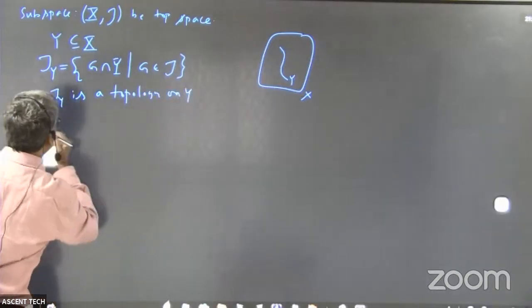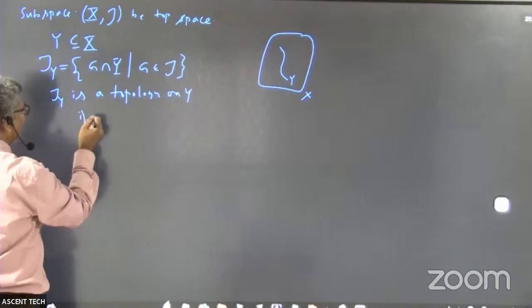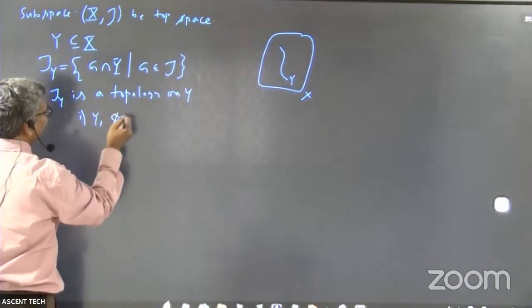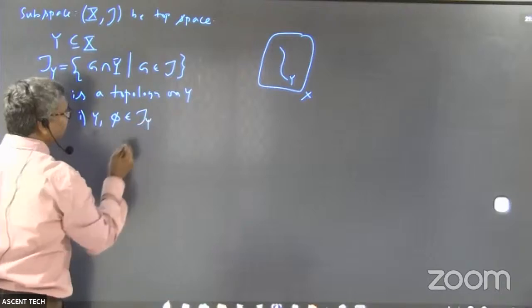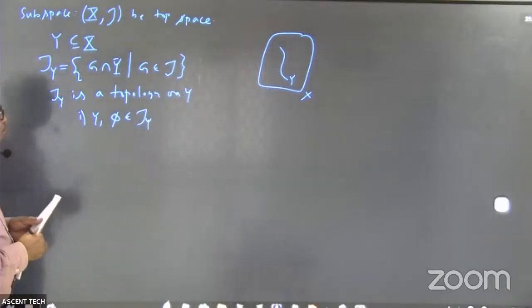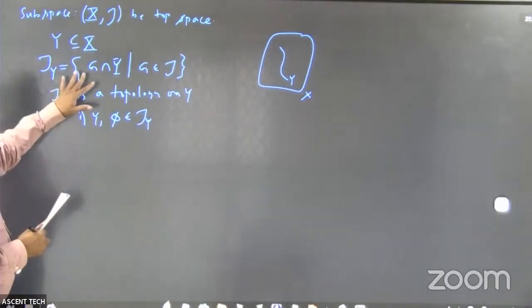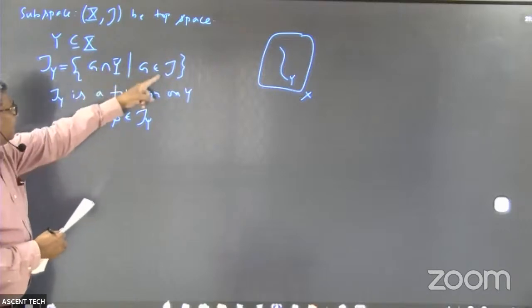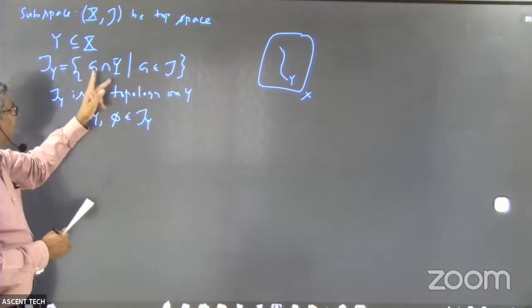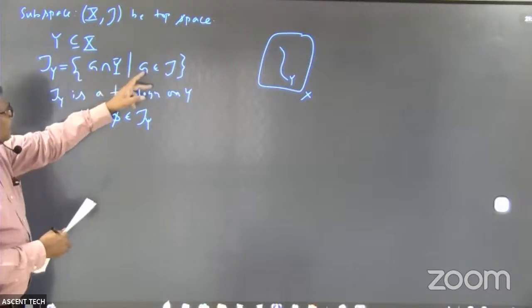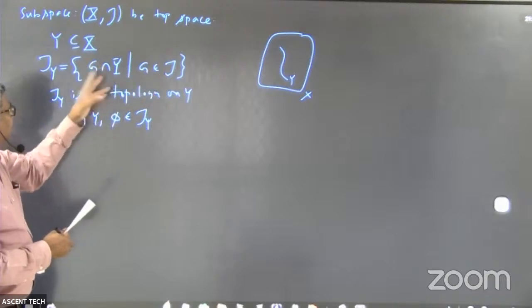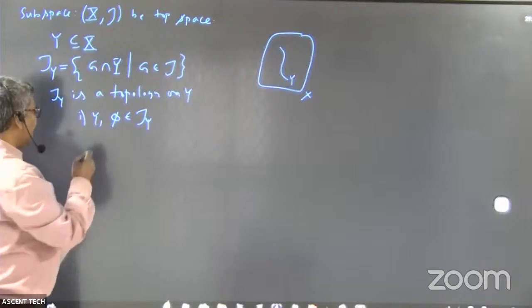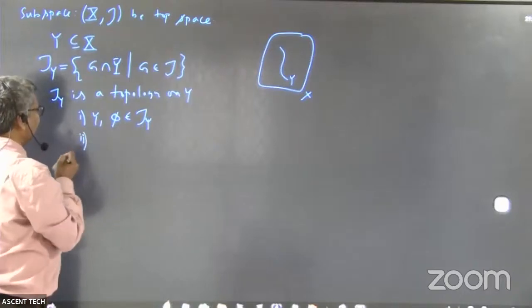Why is that a topology? First thing I told you is that Y itself and the empty set are both in Ty. Make sense? Because X is an open set in T, X is in T. So X intersection Y is Y only, so Y is in Ty. The null set is in T, so null set intersection Y is the null set. The null set is in Ty. And it's very easy to see that the arbitrary unions will be.